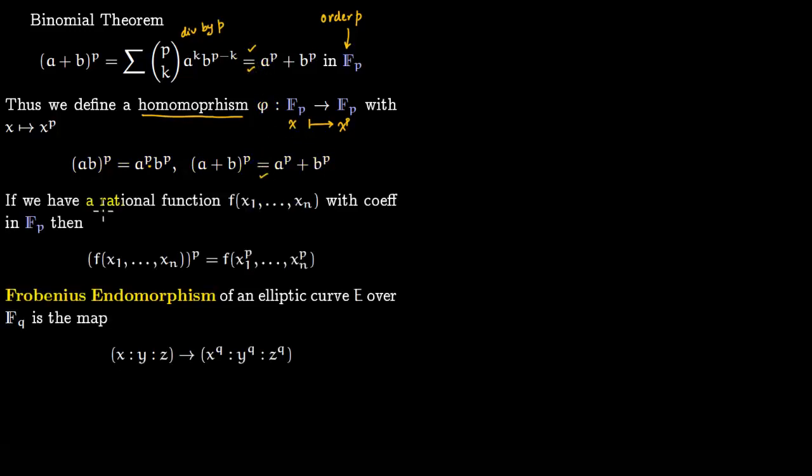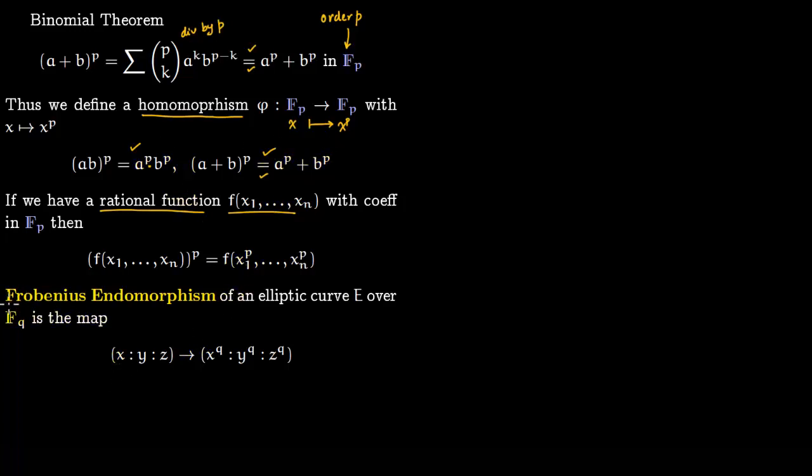So in particular, if you have a rational function like this with coefficients in your field of order p, then if you take this rational function and raise it to p, you can write it as f(x_1^p, ..., x_n^p). That is because you can use this result and this result, or you can use the multinomial theorem. So you have taken care of both the multiplication and addition.